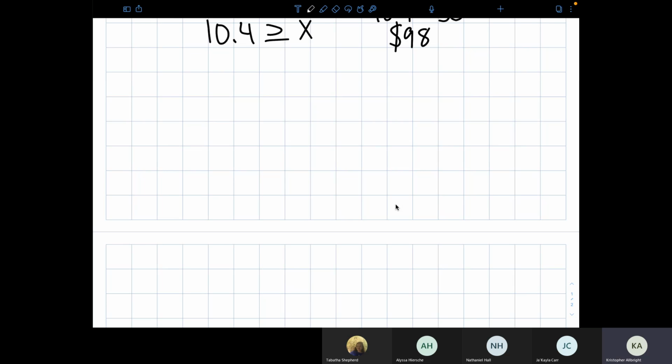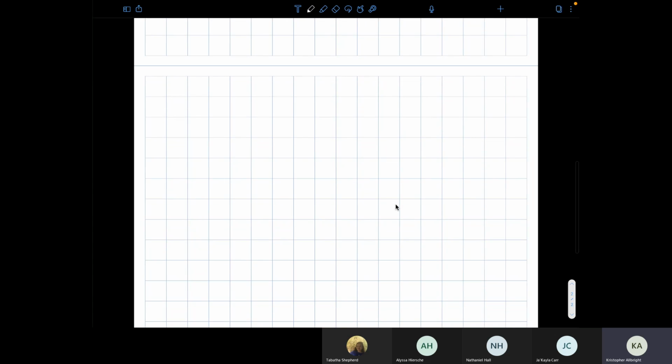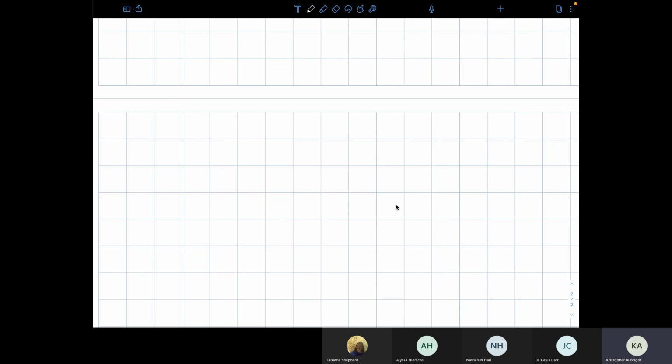So we have $500 to spend this time. We're wealthy. So we're going to say, okay, we can spend $500, and we have to spend less than that. So $500 has to be greater than or equal to whatever we're going to spend.